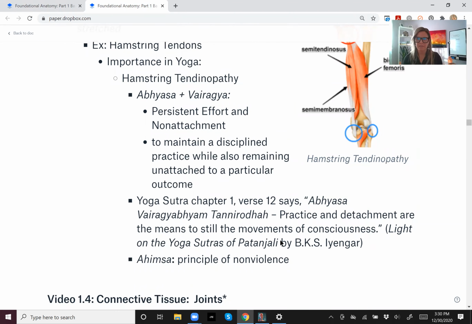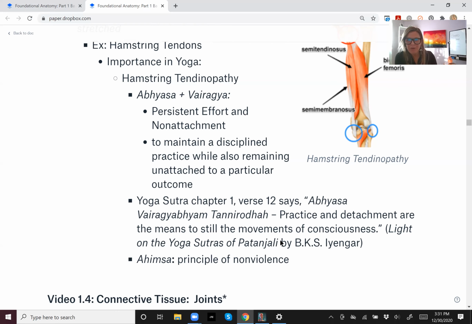And then the other concept I just want to bring in here is abhyasa and vairagya. And you have to excuse me, my Sanskrit on that second word is not awesome. But essentially what they mean is persistent effort and non-attachment. So Yoga Sutra 1.12 says abhyasa vairagya abhyam tan nirodhah, which is practice and detachment are the means to still the movement of consciousness. So we want people to be able to maintain a disciplined practice while also remaining unattached to a particular outcome.